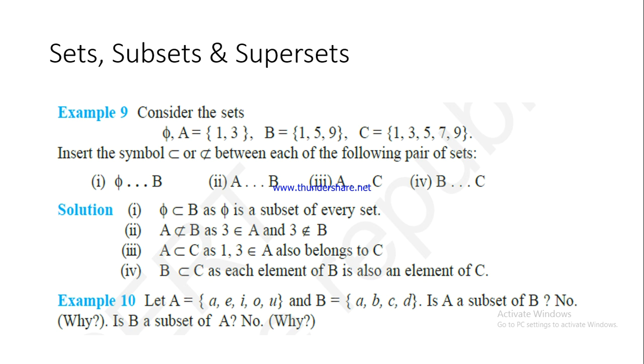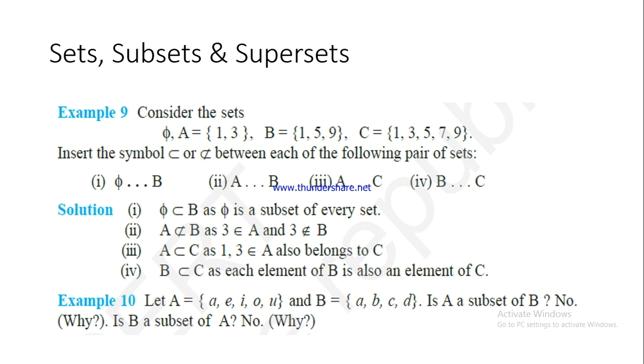Now let's have a look at the question first. Whether phi is a subset of B, yes or no. That is what you have to mention. If you put a sign which looks very much similar to the English alphabet C, it basically denotes subset. So putting this in between will mean that phi is a subset of B. And if you cross this C, it would mean that phi is not a subset of B.